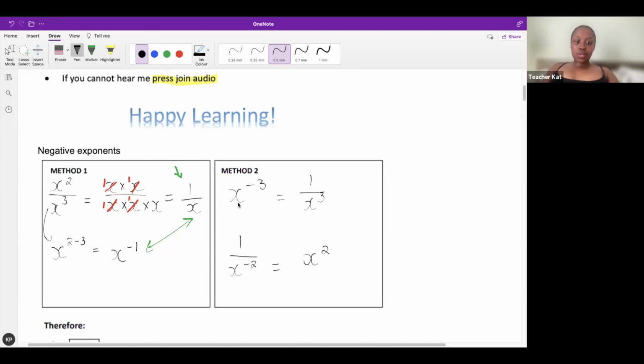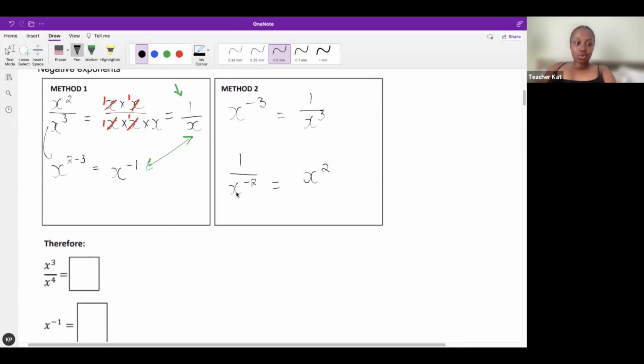So this is what we're doing today. Method 1 is just to show you where the rule comes from and to prove that it is true. But method 2 is what we are focusing on today. So let's get going.